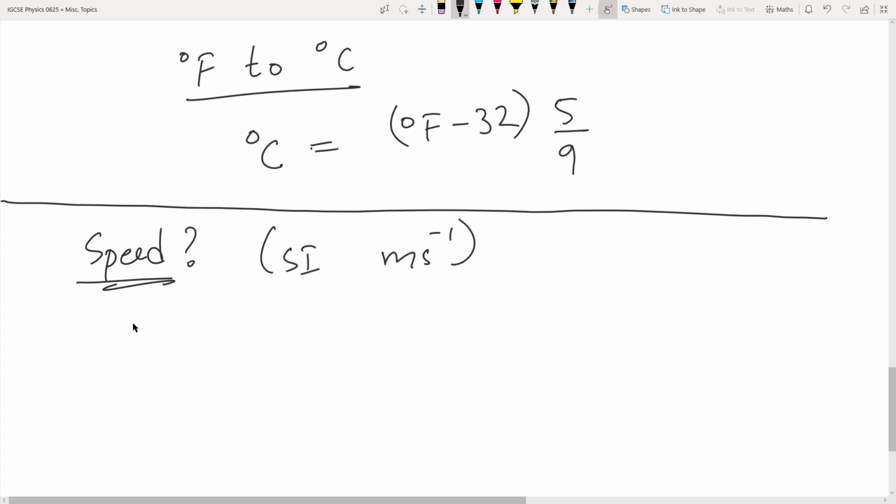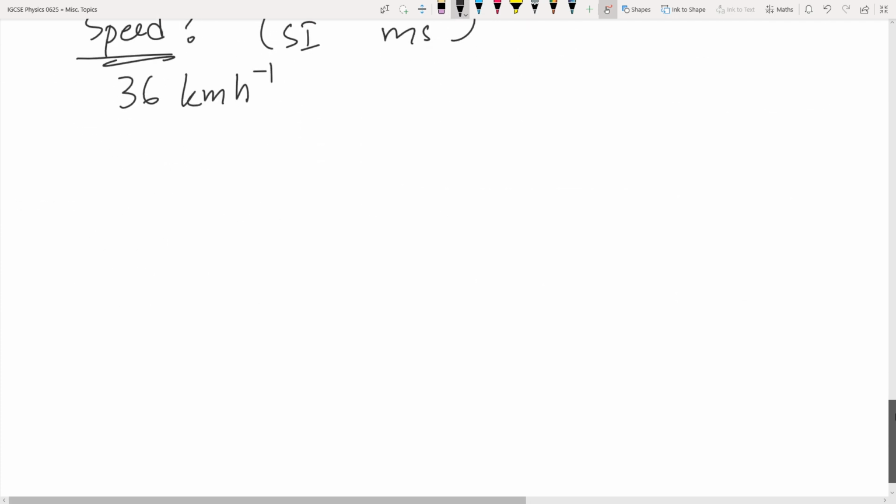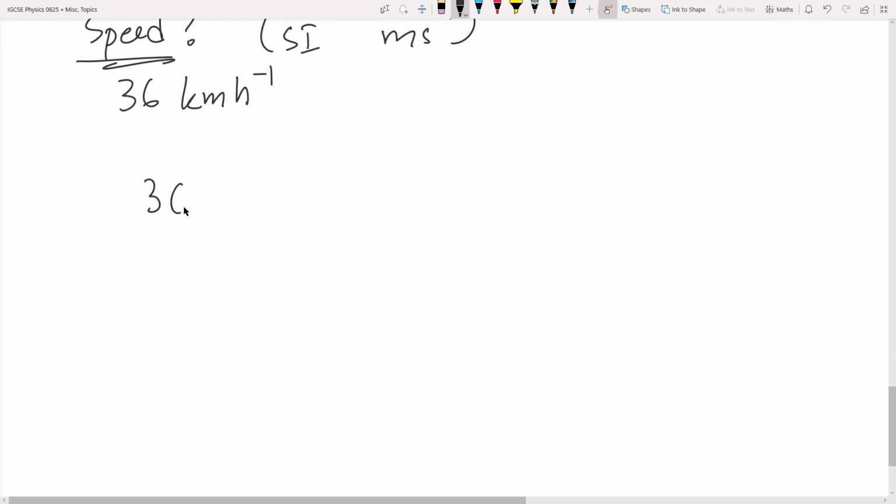But what if you have, let's say, 36 kilometer per hour? Now these are not SI units, right? So to convert this into SI units, I will make a conversion chart. 36, I'm going to draw this vertical line. I'm going to write the units which are in the positive power, which is kilometer, and the negative ones underneath, so that this is justified.